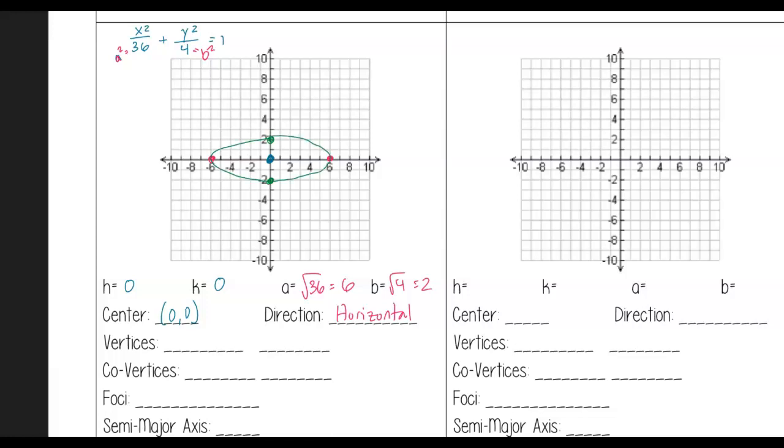Ooh, that's a crappily drawn ellipse. I don't know why I can't draw this. Okay.